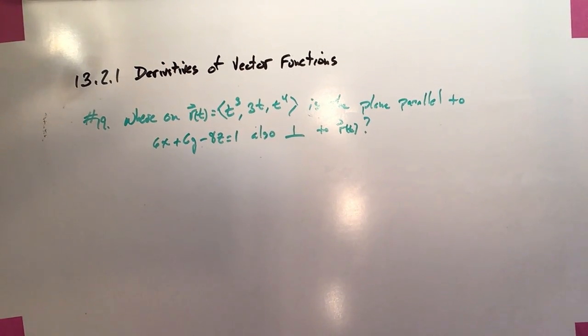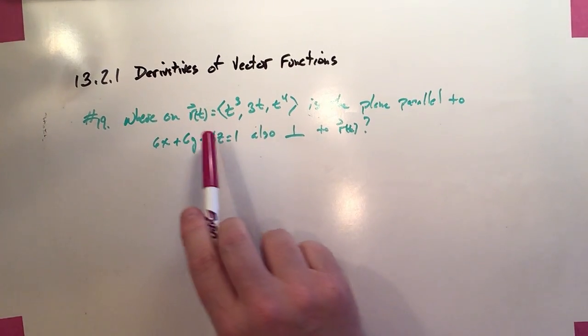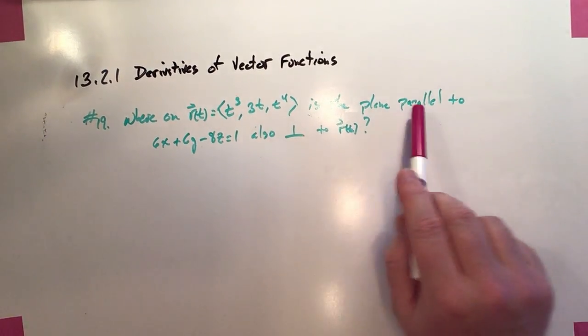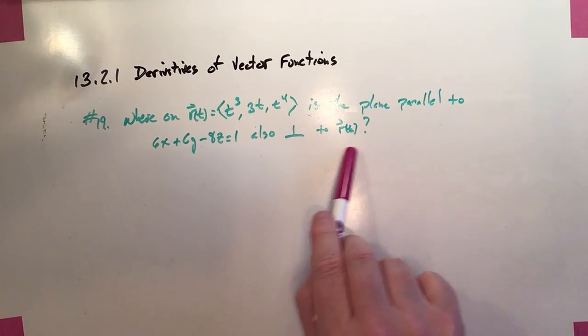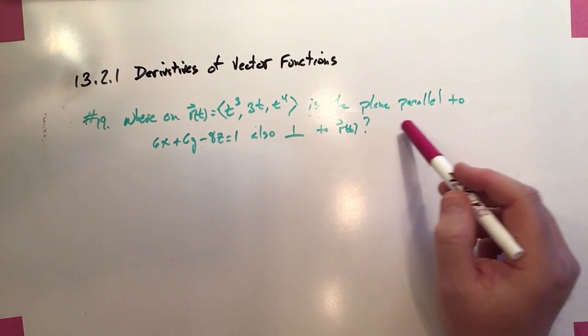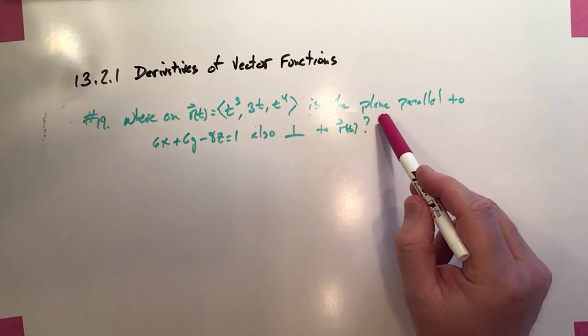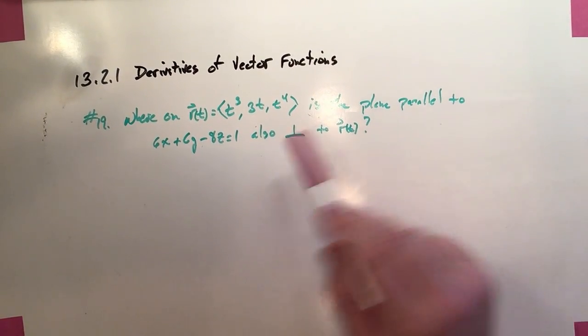Okay, section 13.2, the first half of it, derivatives of vector functions. This is sample problem number 19, and in it we're asked where on this vector function is the plane parallel to this plane also perpendicular to r(t). Now in essence that means the plane that's unstated, the plane parallel to.